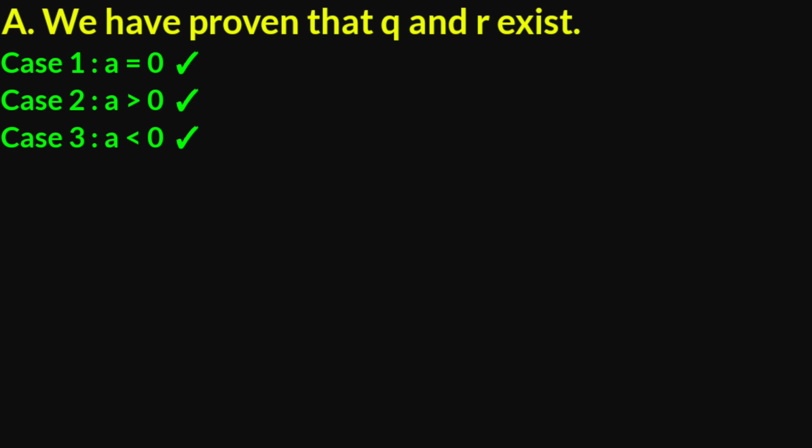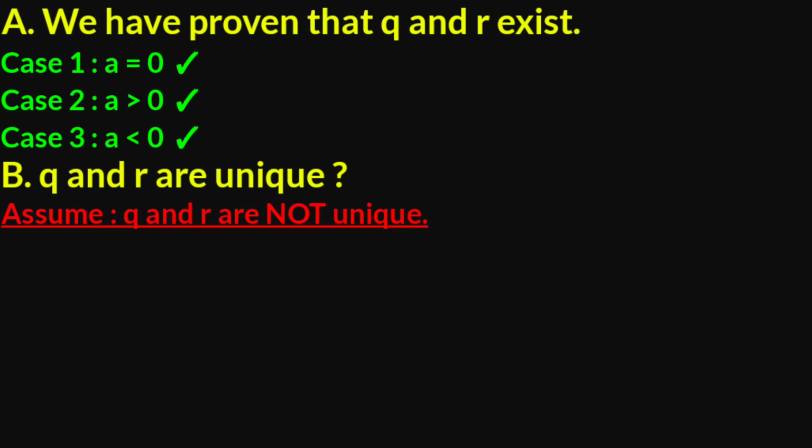When we combine all the cases, we get that the integers q and r exist regardless of the values of a and b. We're making good progress. Now we have to prove that these integers q and r are unique. To do so, let's prove by contradiction. Assume for the sake of contradiction that q and r are not unique integers.